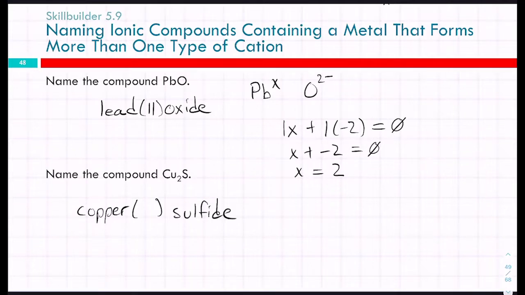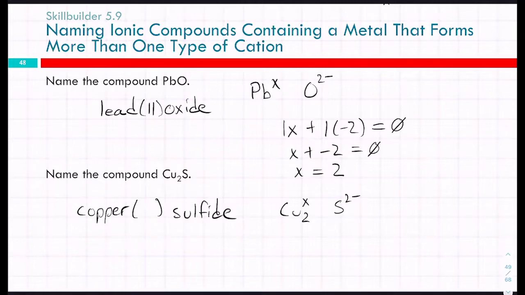And again, we can set up the same math. So we have copper with a charge of X. We have 2 copper ions. And then we have sulfur. What charge does sulfur form? So it's in group 16 or 6A? 2 minus. Yeah. So it's a 2 minus charge.